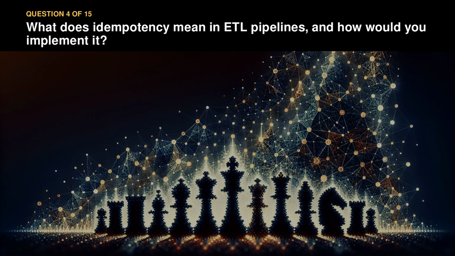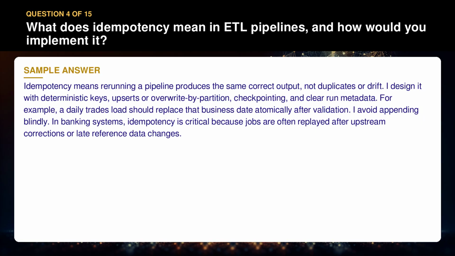Question 4. What does idempotency mean in ETL pipelines, and how would you implement it? Idempotency means rerunning a pipeline produces the same correct output, not duplicates or drift. I design it with deterministic keys, upserts or overwrite by partition, checkpointing, and clear run metadata. For example, a daily trades load should replace that business date atomically after validation.